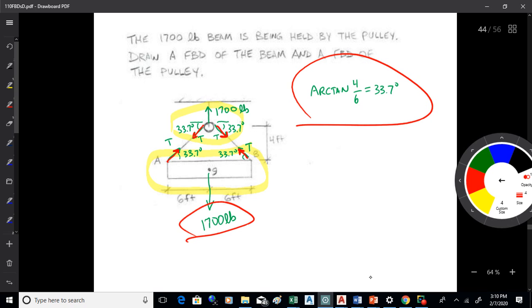The key word in both sentences is that I said the cables pull. So what we're finding here is those cables have a force of tension in them. They're pulling on both objects. So which way they act depends on what you're drawing a free body diagram of. If you're drawing a free body diagram of the beam, they're pulling up. If you're drawing a free body diagram of the pulley, they're pulling down. Y'all okay with that? We got any questions on that?